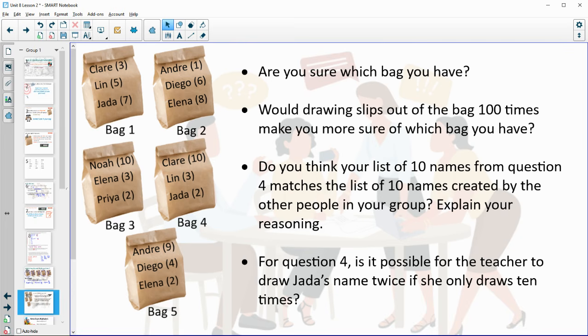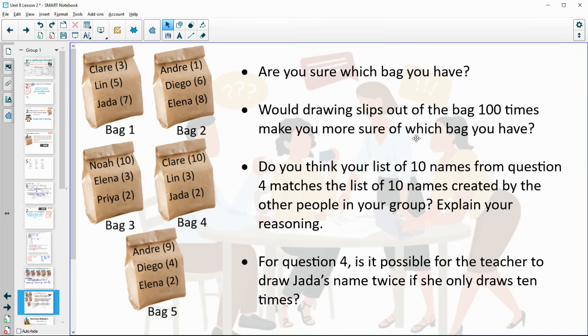Would drawing slips out of the bag 100 times make you more sure? And so certainly it would make us more sure, because if Claire started showing up a lot versus Jada and Lynn, we would think maybe it's bag 4. If they keep being where Jada and Lynn are relatively close and Claire is about half of Jada, then we're pretty sure that bag 1 would be the option. So as we do this experiment more and more times, it reveals closer and closer to the expected probability.